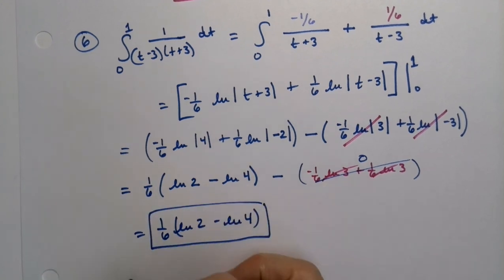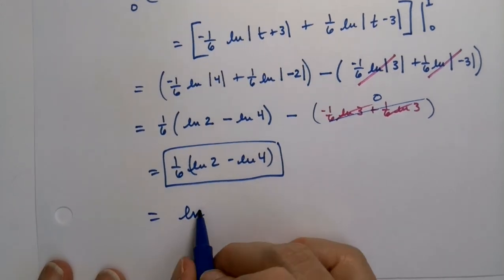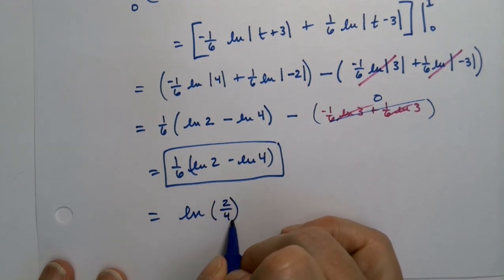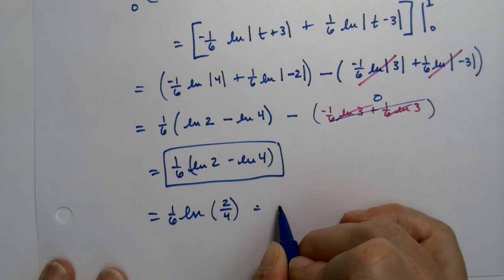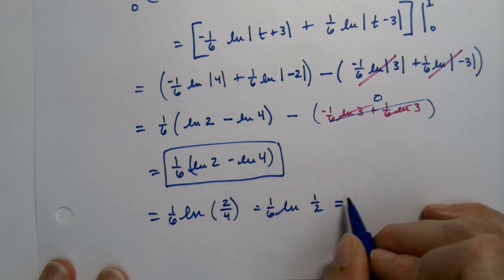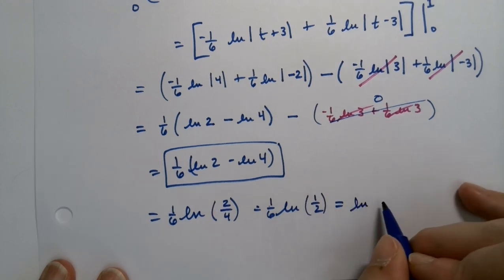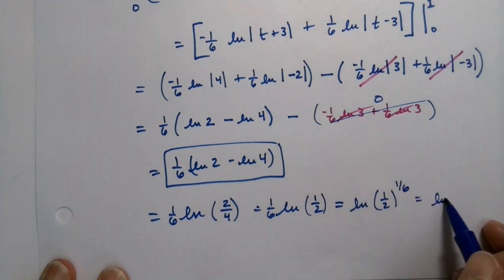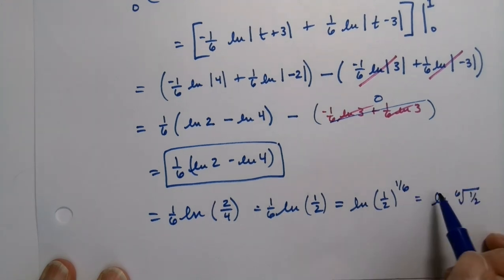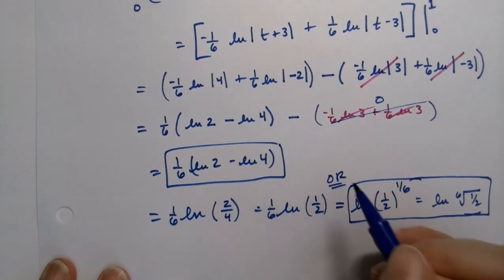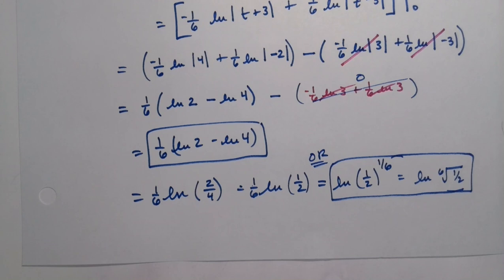And of course, we can use our lovely power and quotient properties of logarithms and make this the natural log of 2 divided by 4, which would be the natural log of a half, which would be the natural log of 1/2 to the 1/6 power. Or if you like, the natural log of the 6th root of 1/2. Any of those would also work. Not required necessarily, but always fun to use our logarithm properties.